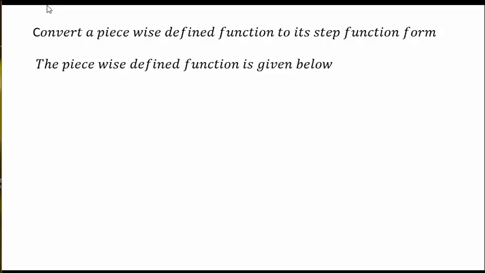Convert a piecewise defined function to its step function form. The piecewise defined function is given below as an example. f(t) is 0, 7, and 5 times (t minus 3). So 0 is given when t is less than 1. 7 is when t is greater than or equal to 1 but less than 8. And it is 5 times (t minus 3) when t is greater than or equal to 8.